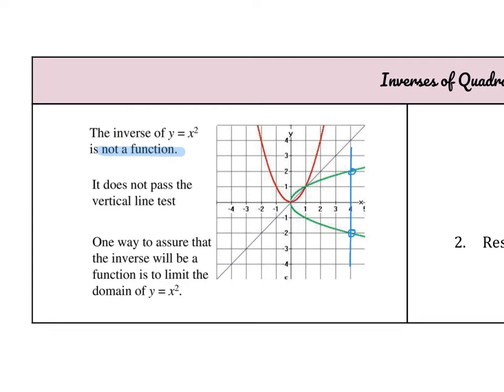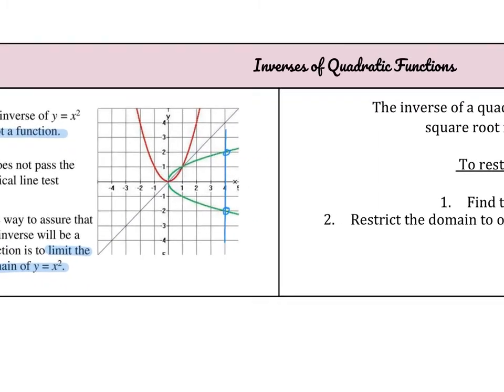So for quadratics, one way to assure that the inverse will also be a function is to limit the domain of our original function. We need to do that because we would like both our original function and our inverse to be functions. So we're going to restrict the domain. Here's how we can do this.